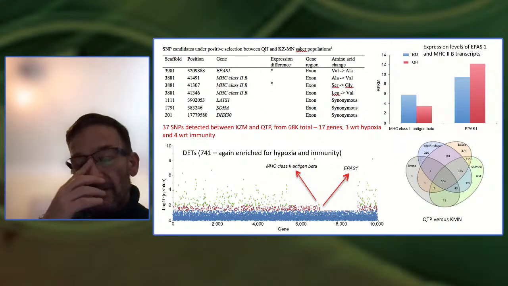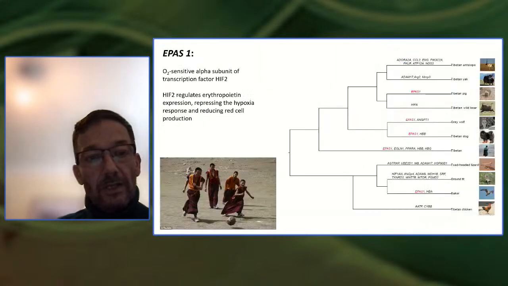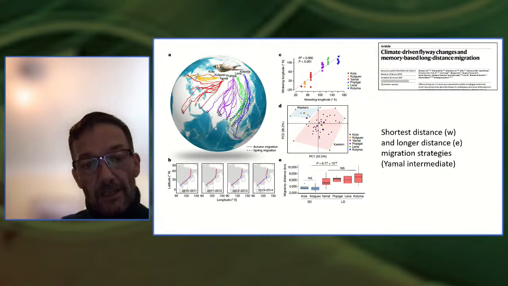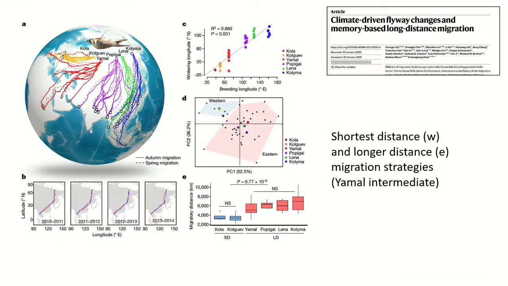If we then go back to the peregrines, we published a paper earlier this year where we were looking at the peregrine falcon. The migratory populations of peregrine falcons across Eurasia have very, very different migratory pathways, and in fact fall into two major classes in terms of migration: short distance migration and long distance migration. When we looked at those, it seemed that the longest migratory pathways were in the east of the distribution, and the shorter migratory pathways were in the center and the west, in Kolb, Gweb, Kola, and Popigai.